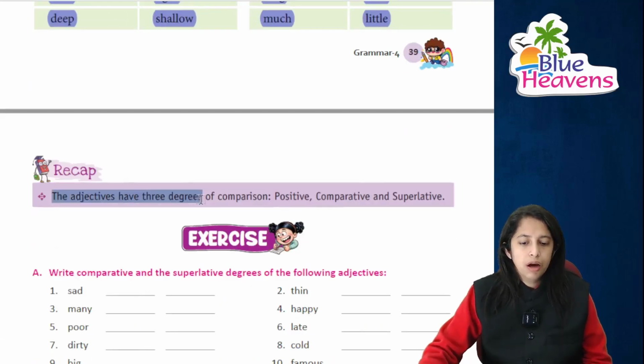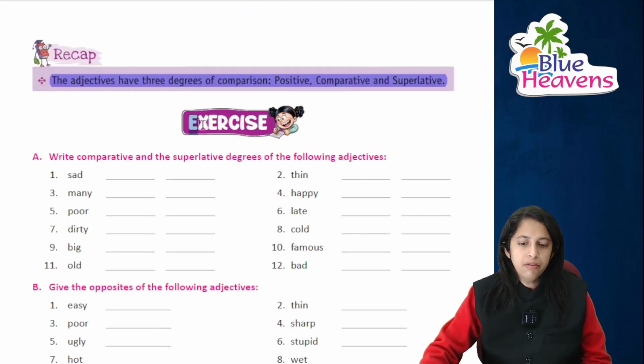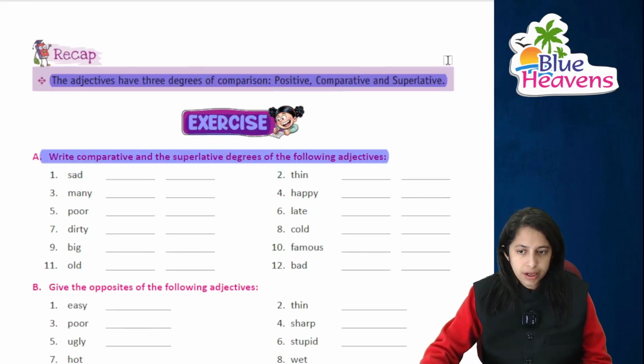There is a short recap. The adjectives, they have 3 degrees of comparison, that is positive, comparative and superlative. There is an exercise. First we'll write the comparative and superlative degree of the following adjectives.